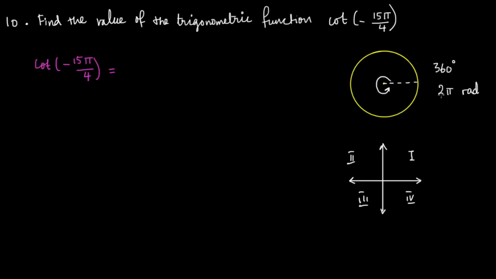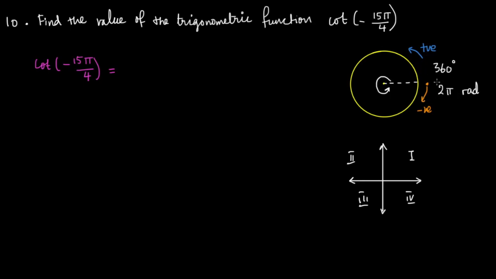In our convention, we move around this circle in the anti-clockwise direction, and we consider the angles to be positive. That's just by convention. Conversely, when we start moving from here, or from any point, in the clockwise direction, then we consider the angle negative. So -15π/4 just means that instead of moving in the anti-clockwise direction, we are moving in the clockwise direction.